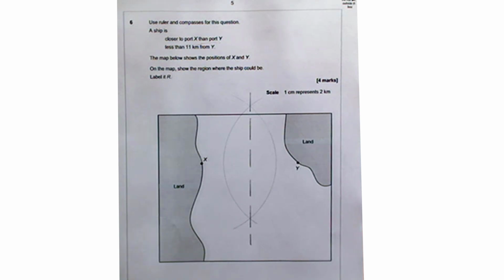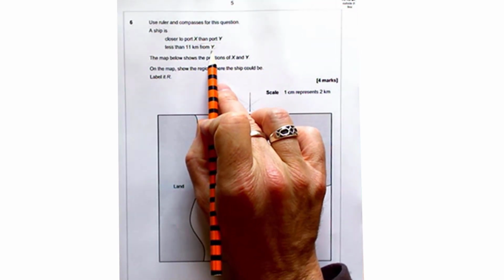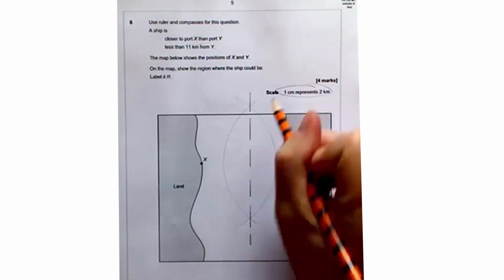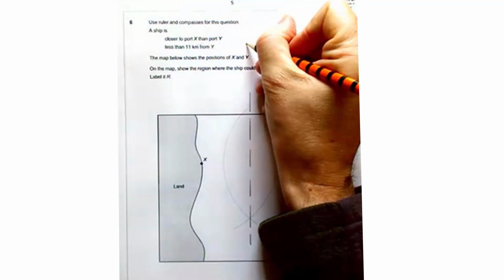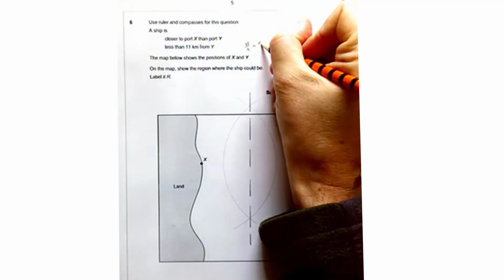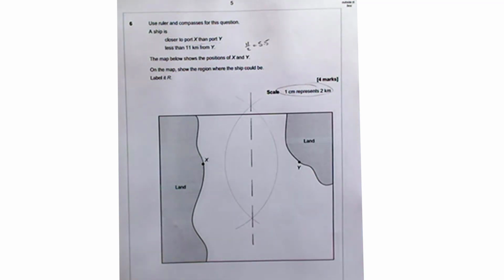Right, now next we need to work out the points which are less than 11 kilometers from Y. Now the scale of this diagram is 1 centimeter represents 2 kilometers. So taking 11 and dividing it by 2, I should have a distance of 5.5 centimeters on my diagram. So we need to get our compasses out again. We need to set it to 5.5 centimeters.